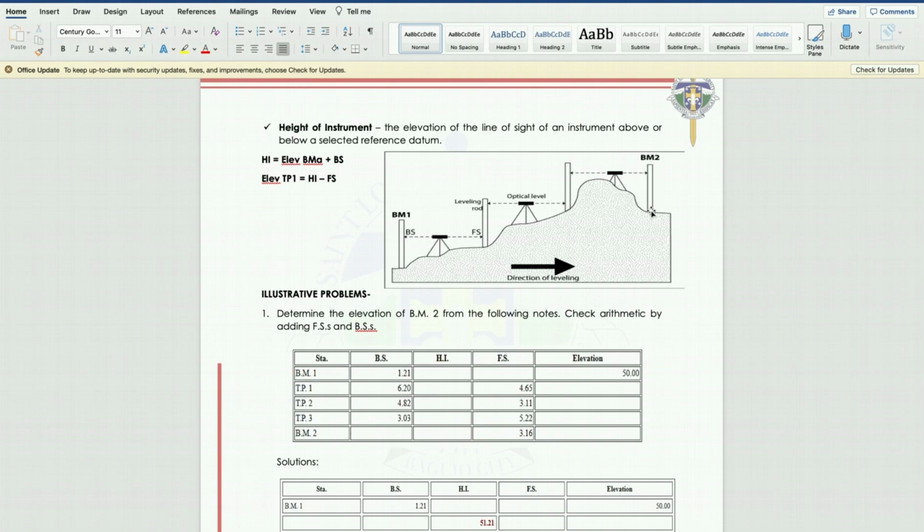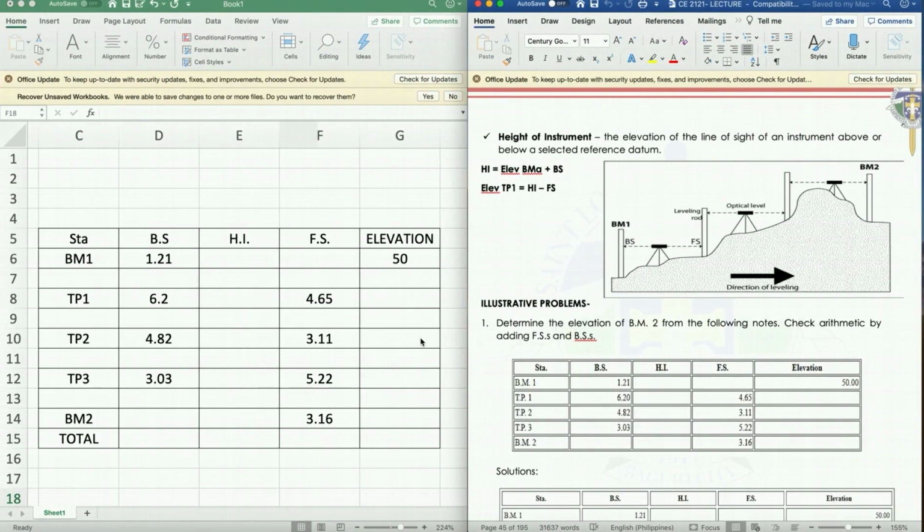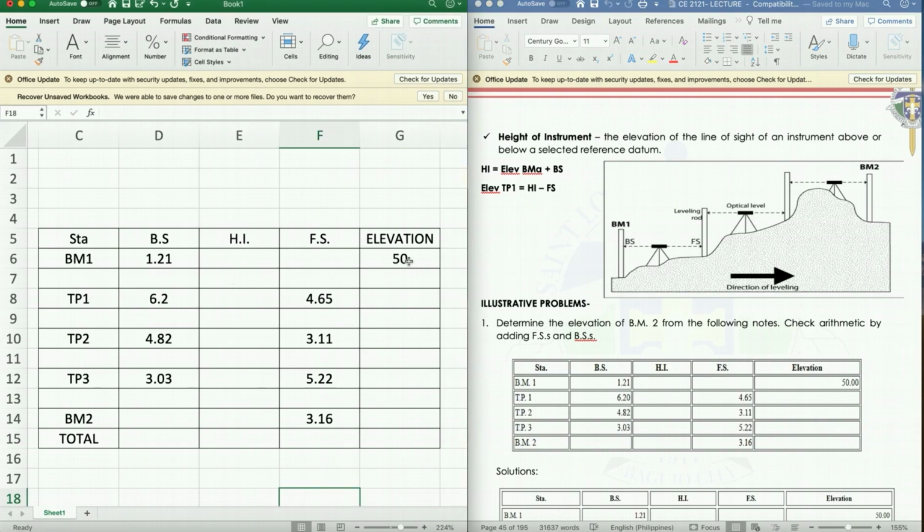So that is the procedure. I prepared here an Excel sheet so we can visualize it more easily. So, height of instrument, elevation. I simply copied the data here. You have 1.21, 6.2, 4.82, 3.03, and so on.